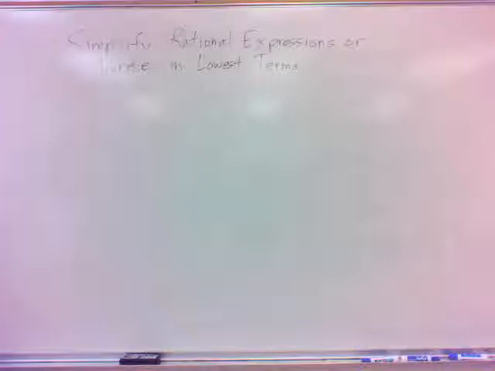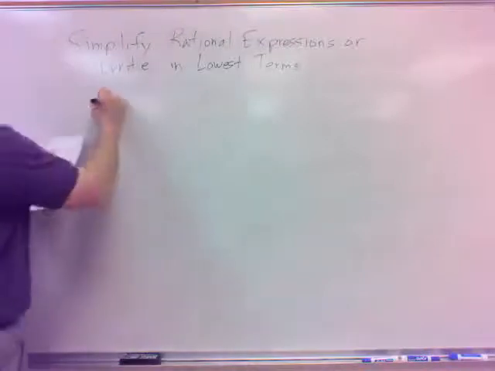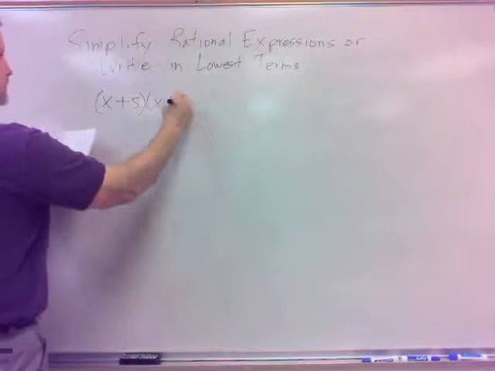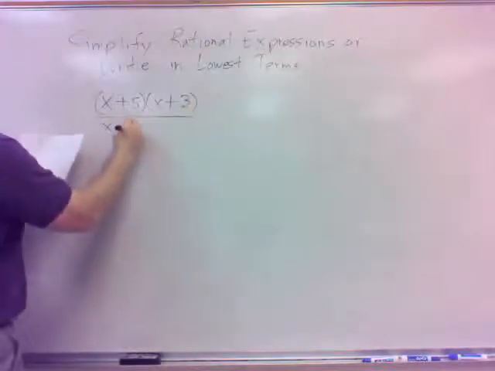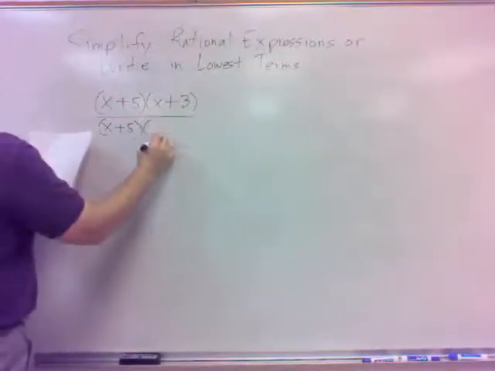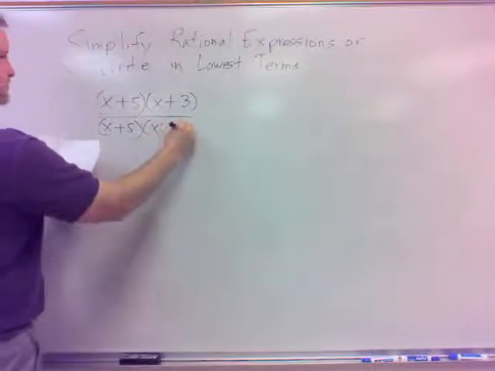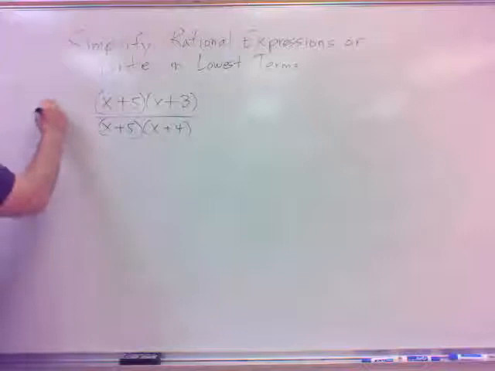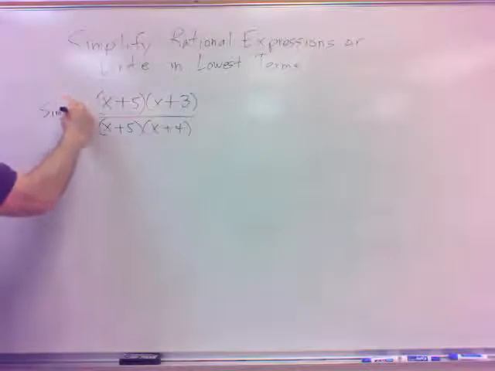Now, first of all, let's talk about canceling in fractions. Say we've got x plus 5 times x plus 3 on top, and then x plus 5 times x plus 4 on the bottom. And I want to simplify that as much as I can.